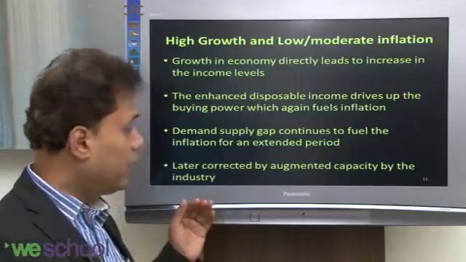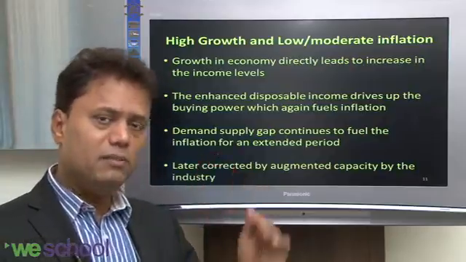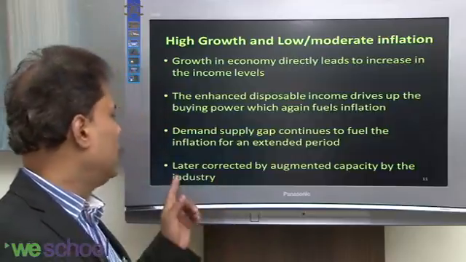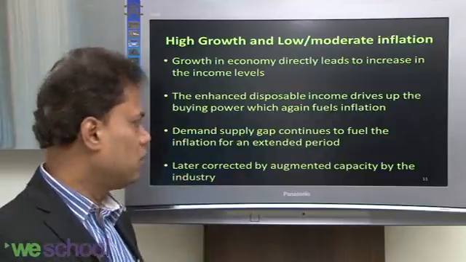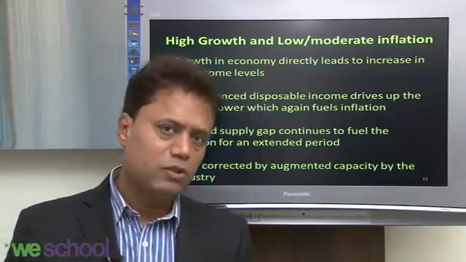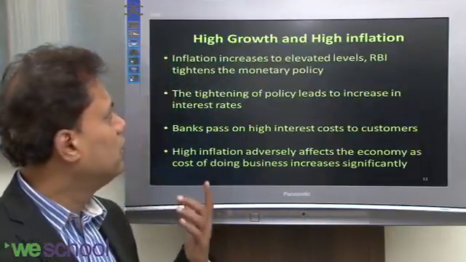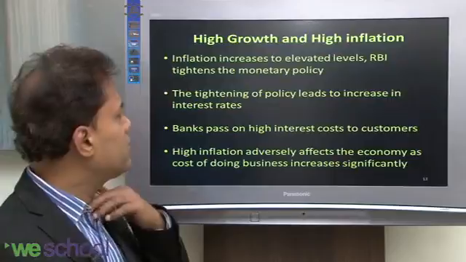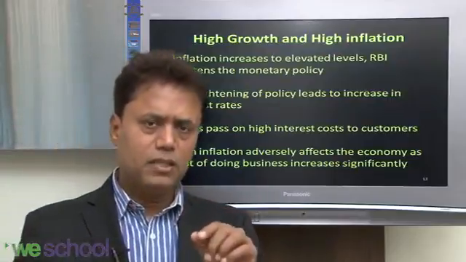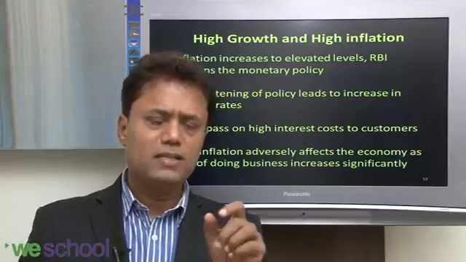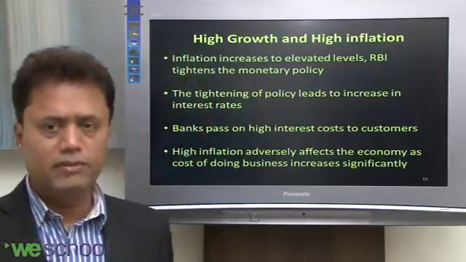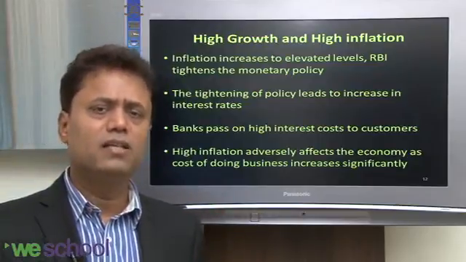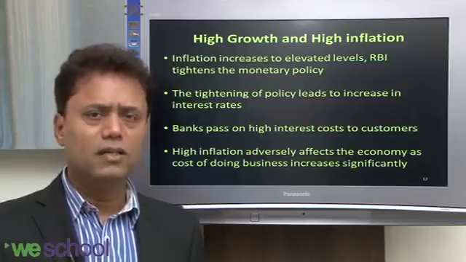In this case, it comes to a point where the demand has peaked out, and the growth has also peaked out, and it gets into a correction mode. The augmented capacity will take time to create more supply. That's when you get into a high growth and high inflation phase. Inflation increases to elevated levels. RBI tightens the monetary policy. That is where the repo rates, reverse repo rates, and statutory holdings by banks will all be reviewed with a hard look at the economy.